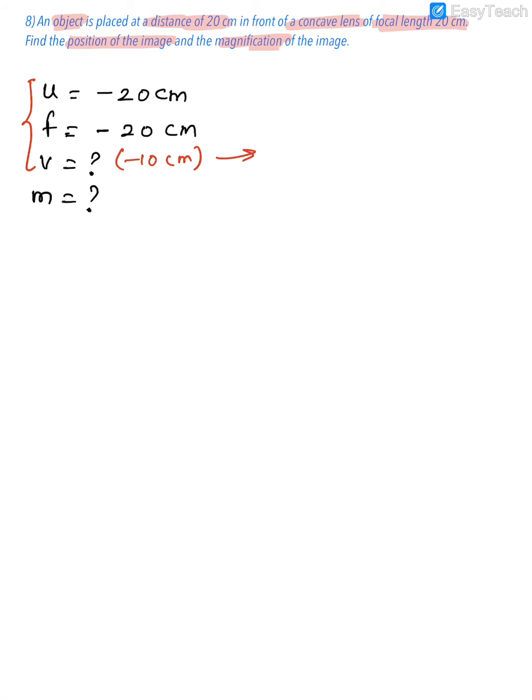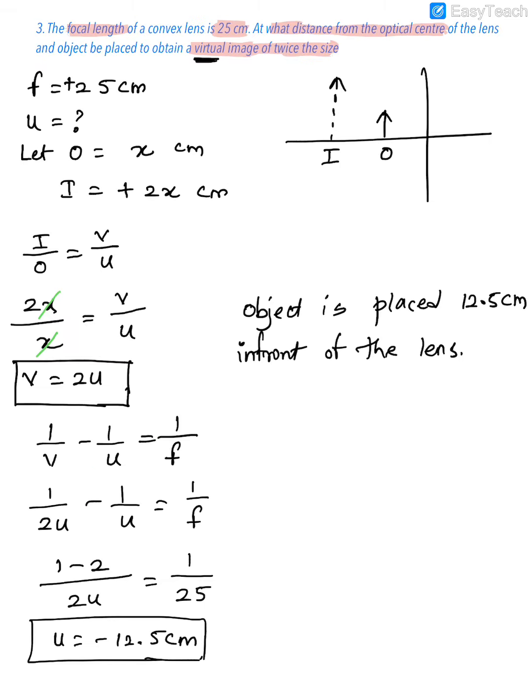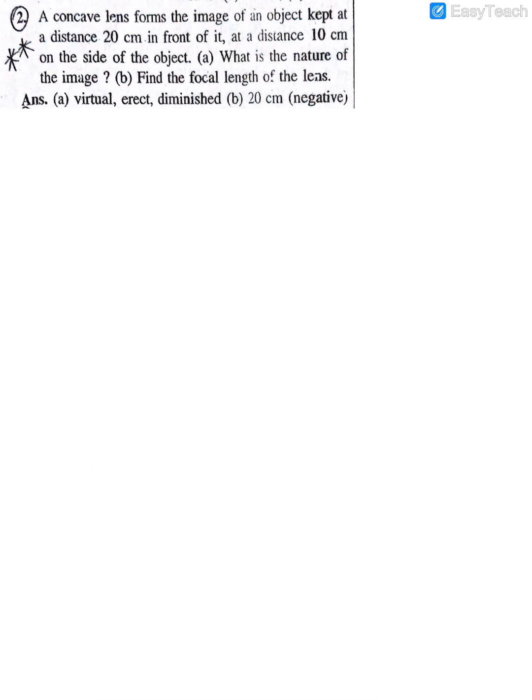V by U. Okay, this also you will solve it on your own. The answer is coming as plus 0.5. Why is it plus? Because it is a virtual image. Why is it 0.5? Because it is a diminished image. You'll get 10 by 20, so that's half. Guys, clear? Also guys, while you are solving it, you can pause your video, solve it, and then go on to the next problem.